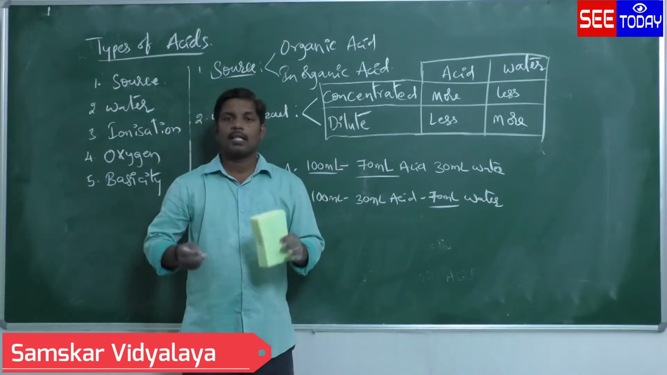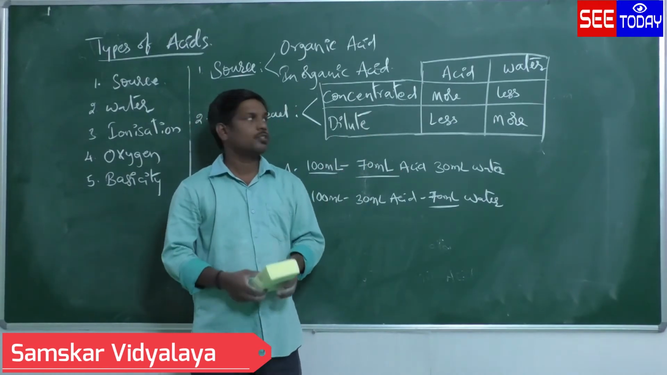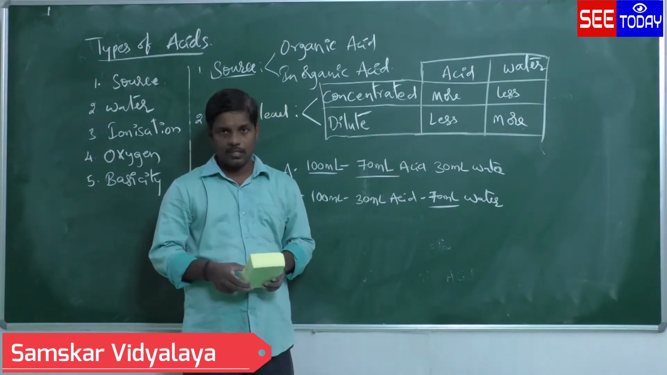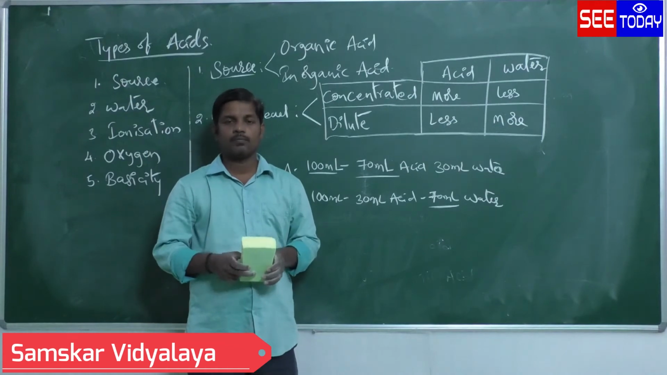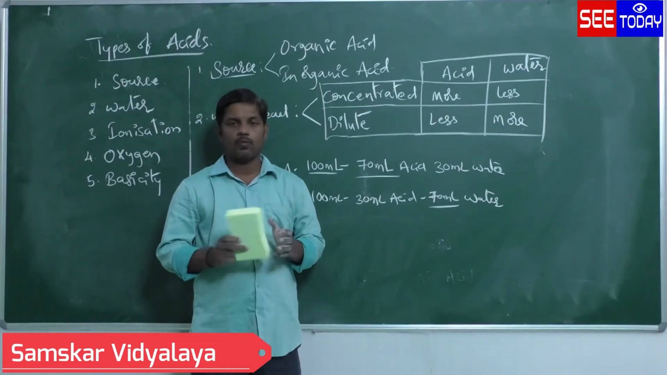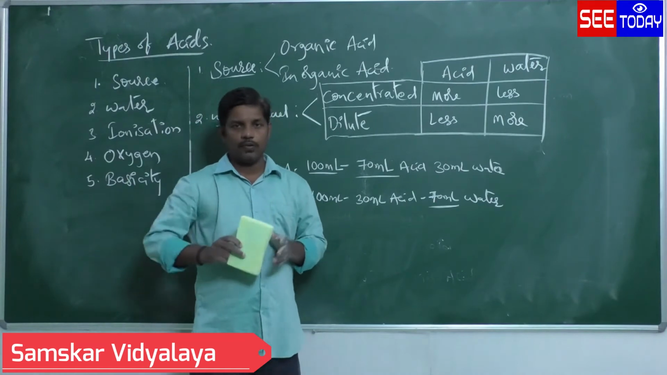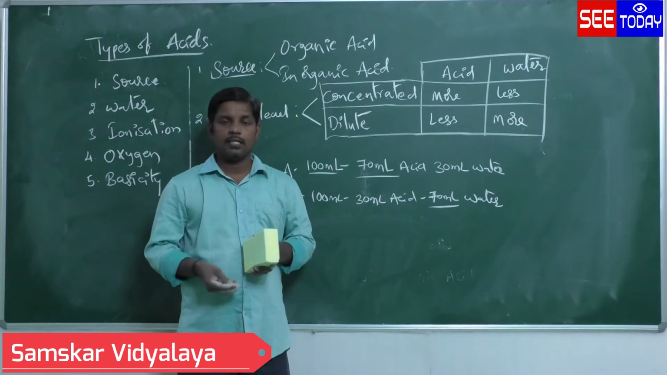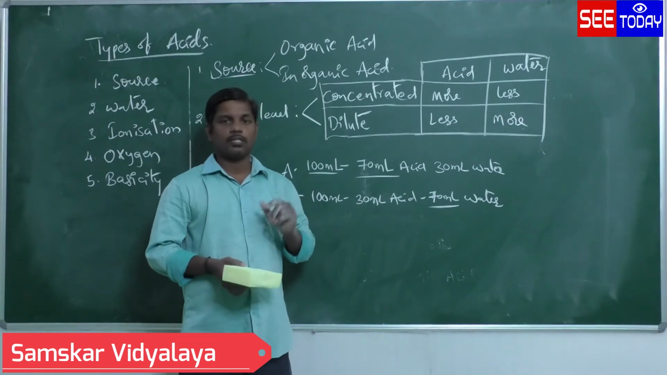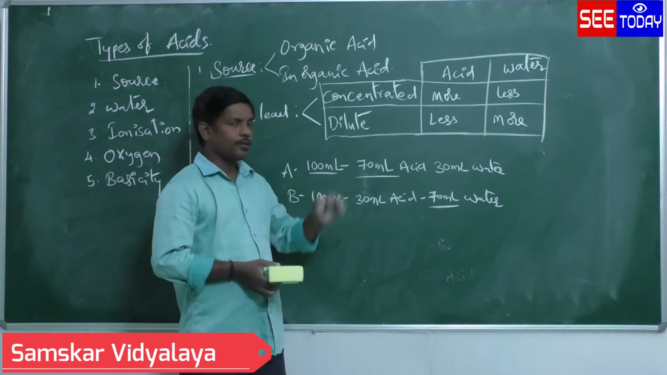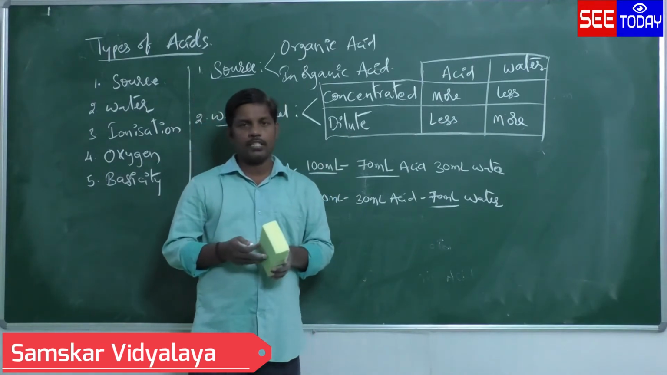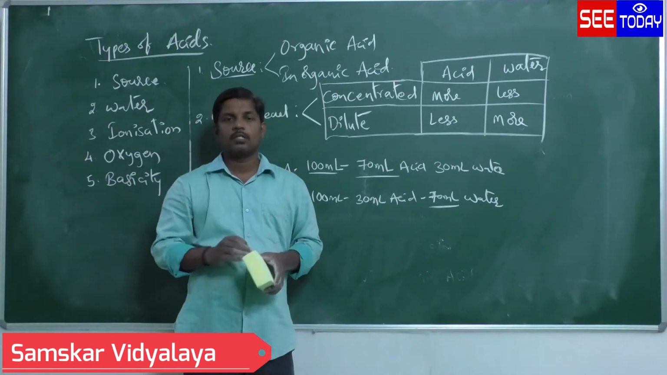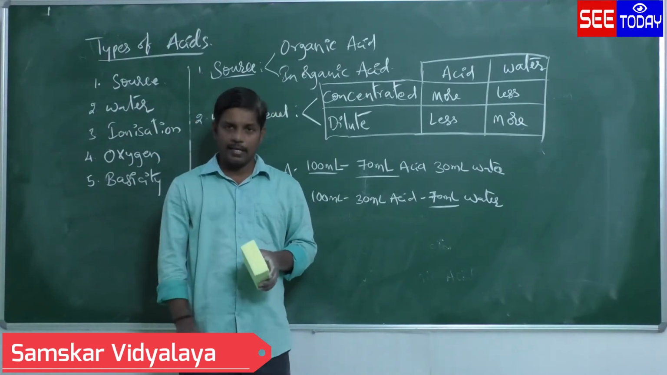Concentrated acids are the acids in which the acid level is more and the water level is less. Once again, the acids in which acid level is more and water level is less are called concentrated acids. Next, dilute acids are the acids in which acid level is less and water level is more, and such acids are called dilute acids.